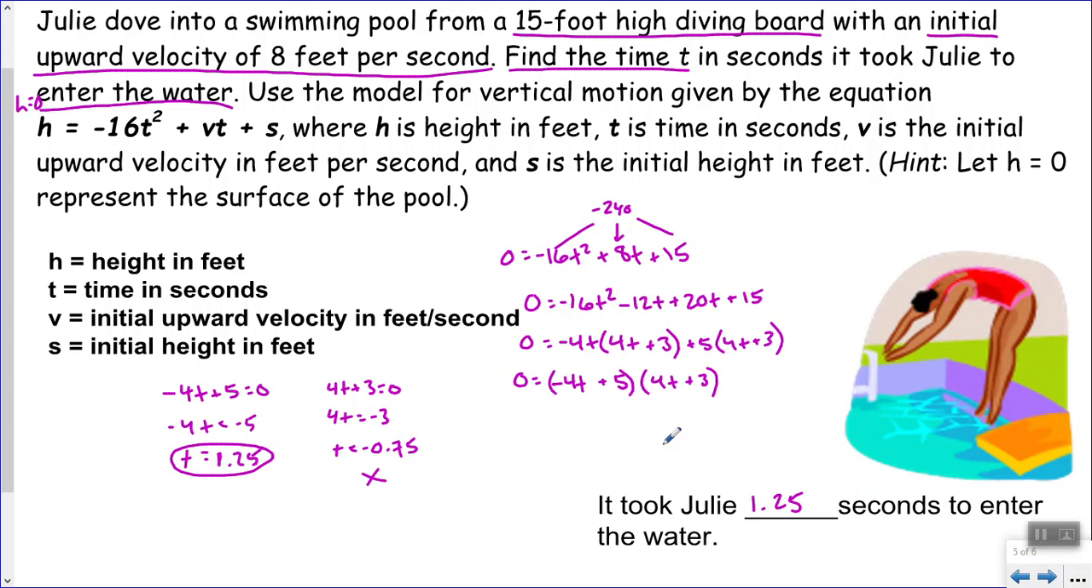Alright, so we fill in all of our information into our vertical motion equation. And a clue here, and it was given to us in our hint, anytime we talk about hitting the ground or entering the water, we're always going to be looking at a height of 0. So we substitute that in for h, we put in our initial velocity and our initial height. We factor and we solve, and we get two answers, one that's negative and one that's positive. And since we want to know how much time has elapsed from her diving off to entering the water, we're not going to be going backwards in time. We want a positive time here, so we're going to go with 1.25 seconds.